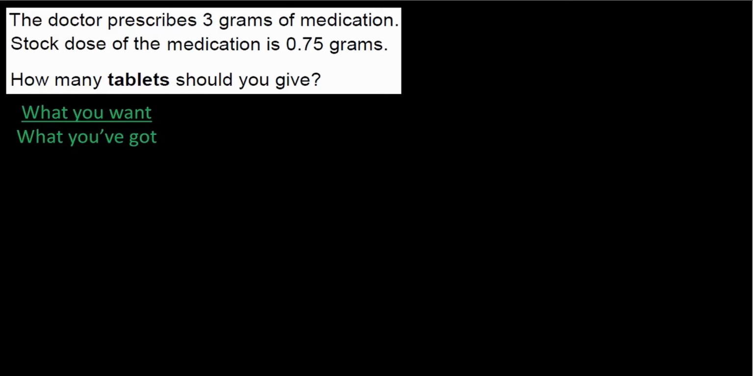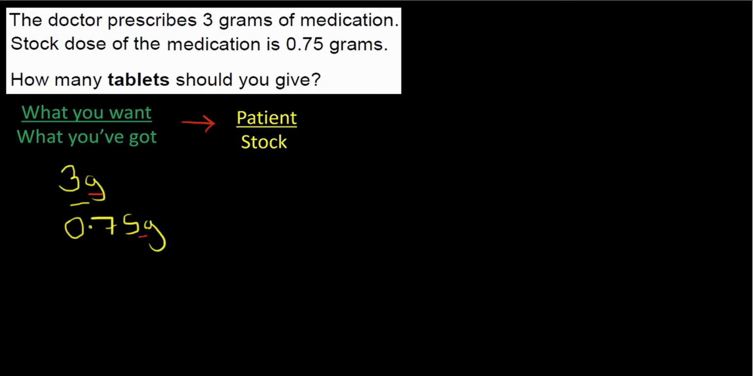It's what you want over what you've got. Or as I prefer to think of it, what you want to give the patient over what you've got in stock. So I can use either of those versions of the formula. I will use the version on the right hand side. Well, I want to give the patient 3 grams, and in stock I've got 0.75 grams. Now the units are the same, top and bottom, so I can proceed.